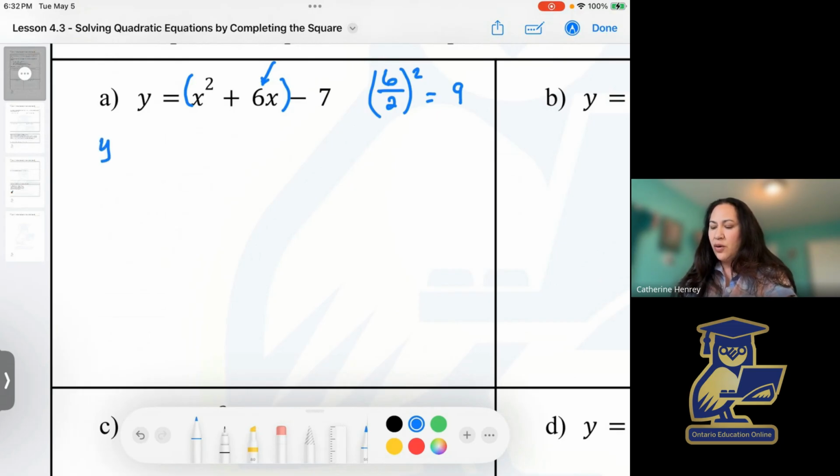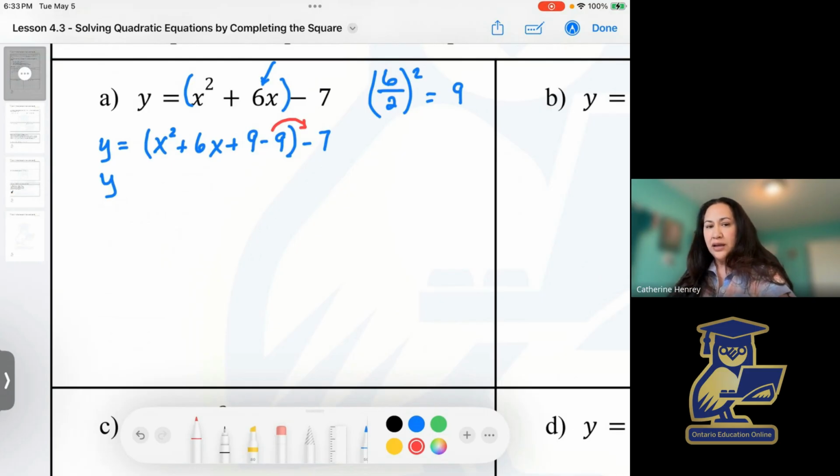So we go back to our quadratic and we write y equals bracket x squared plus 6x, and then we add 9 and we subtract 9. This is the process of completing the square. Now, what we want to do is move this -9 out of the brackets and combine it with the -7 that's out there. So y equals x squared plus 6x plus 9 minus 9 minus 7.